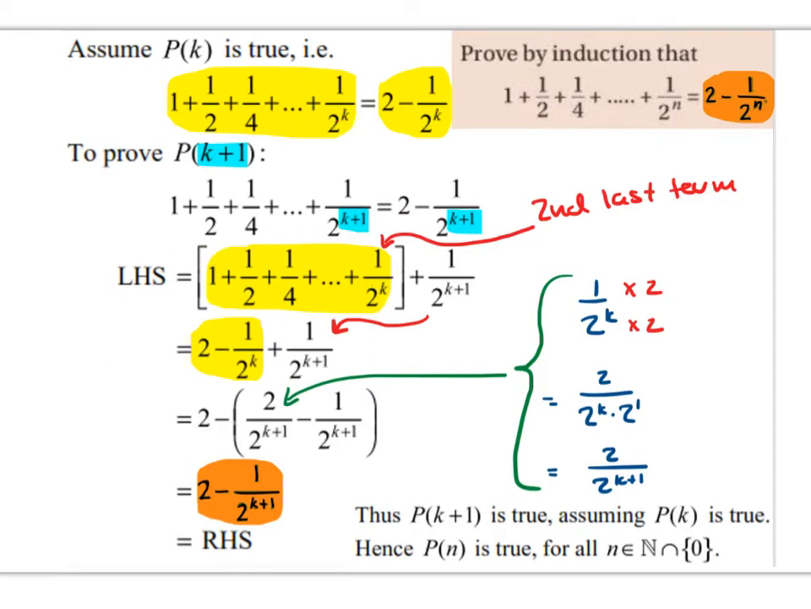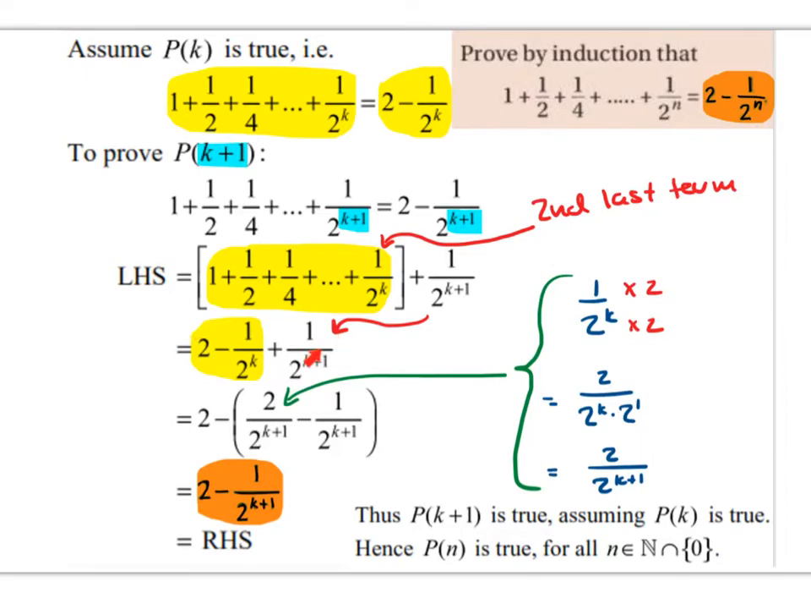And we know from our assumption that this is equal to this, 2 minus 1 over 2 to the power k. So we just swap this for 2 minus 1 over 2 to the power k. So just this becomes this. We bring down the plus, and we bring down the last term, which was 1 over 2 to the power k plus 1. So this is where we are now. Now, remember, we want the left-hand side, so this is our left-hand side at the minute.